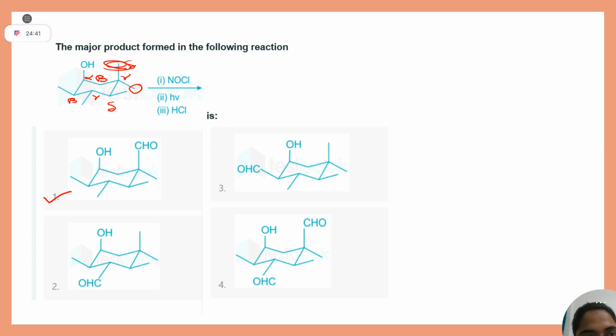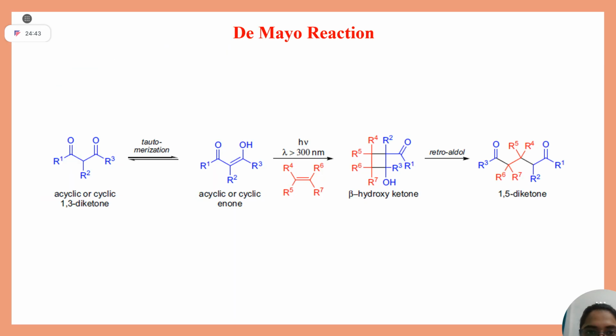Understood? Yes, ma'am. Okay. So the next reaction is the Demjanov reaction. How will you identify it? You will be given a 1,3-diketone as a starting material.